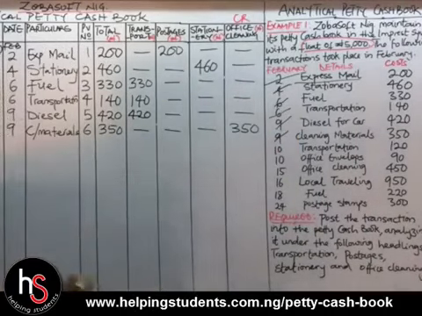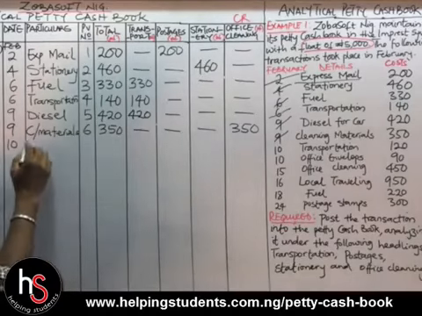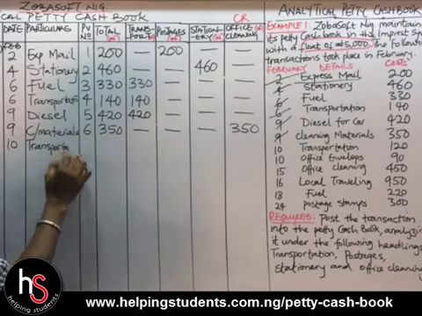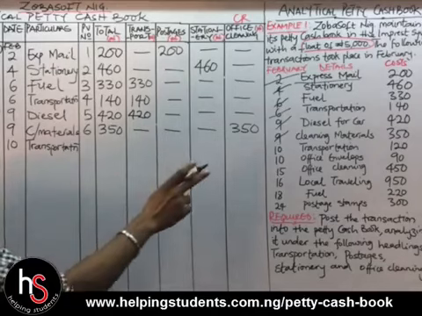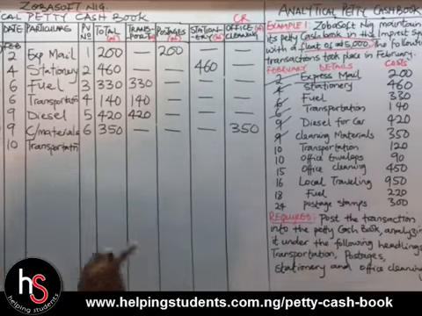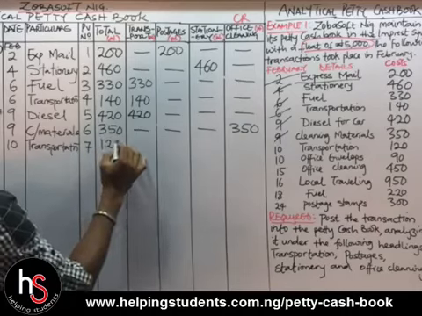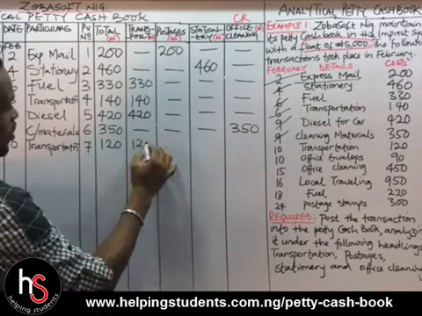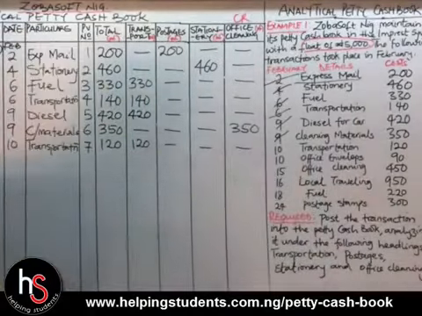The next one on the 10th. On the 10th, we'll have what? Transportation. So this is for transportation. And how much is it under the transportation? 120. PV number will be 7 and the total will be 120. This is the column for transportation, so we have 120. Postages, no, no, and no.